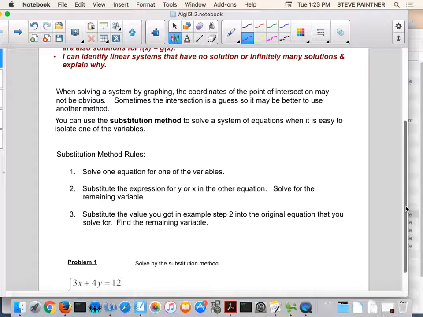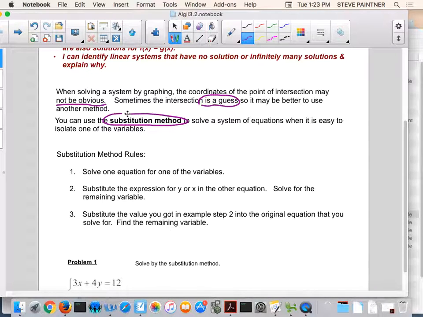When solving a system by graphing, this is yesterday now, the coordinates of the point of intersection may not be obvious. Can you really pick out a point like 2 3/4, comma 1/4? No. That's super hard. It's not obvious. Sometimes the intersection is just a guess, and if it's just a guess, it's not a real good method. It's a method, but not the greatest method. So it may be better to use another method. You can use what method?